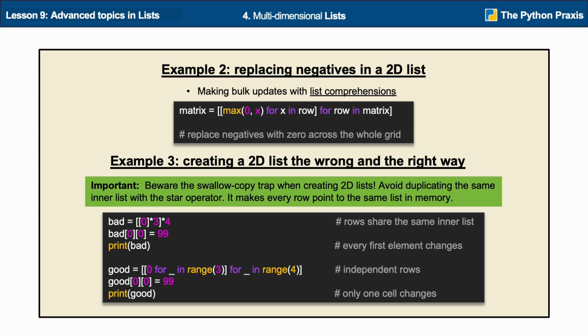And now something very important. Beware the shallow copy trap when creating two-dimensional lists. Avoid duplicating the same inner list with the star operator.